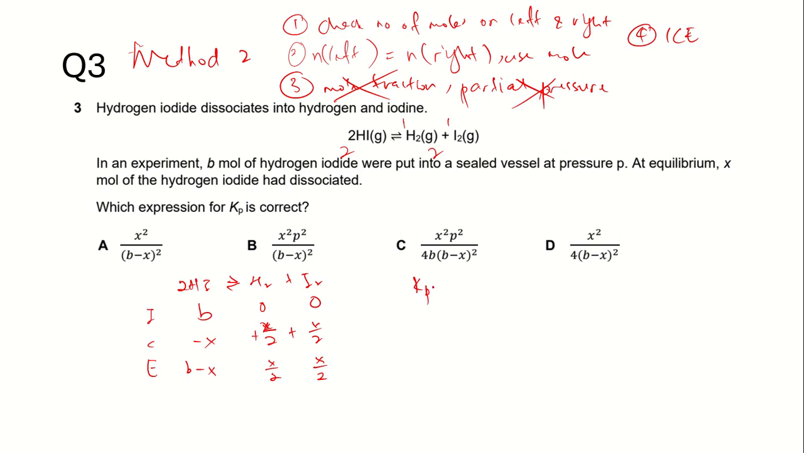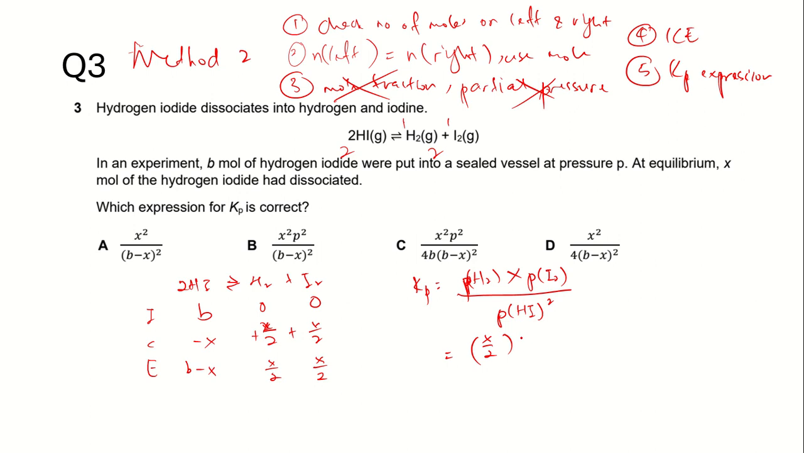So write the Kp expression. It is partial pressure of hydrogen multiplied by partial pressure of iodine, divided by partial pressure of HI squared. This one you cannot escape. You have to write the Kp expression. Now let's do the substitution using number of moles. So H2 is X over 2, iodine is X over 2, divided by HI, B minus X squared.